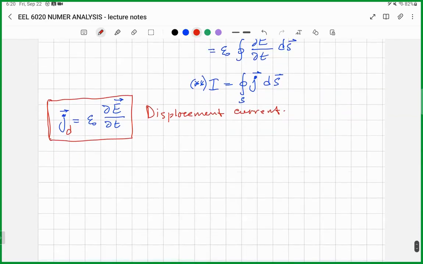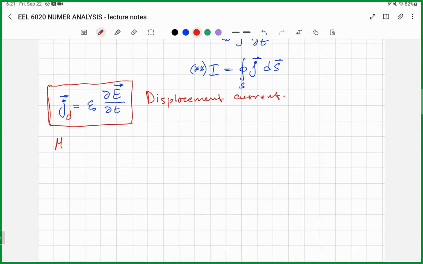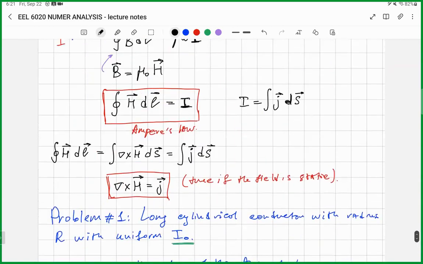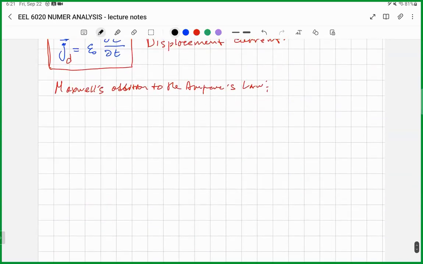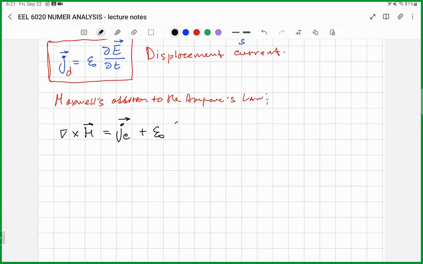And so this displacement current is basically the Maxwell addition to Ampere's law, right? So now Ampere's law, which is this one, the curl of magnetic field equals the current. So now this current is not just the conduction current, but also the displacement current. So the curl of magnetic field is equal to the conduction current, as we already used to, plus this second term, the displacement current, dE over dt. Okay.